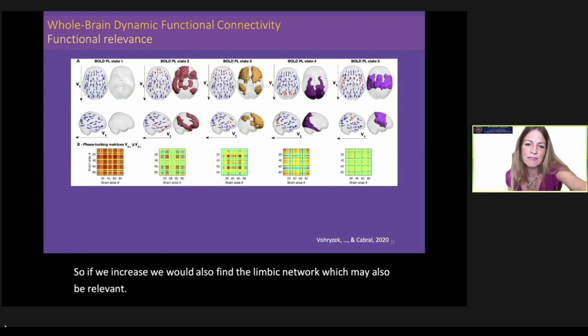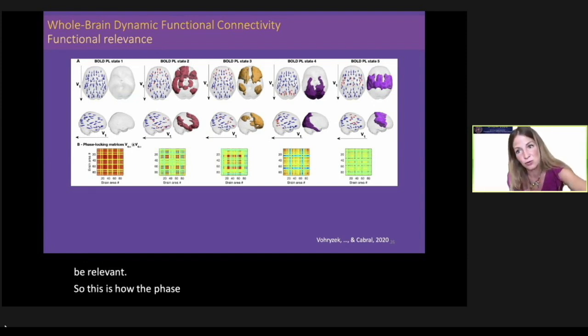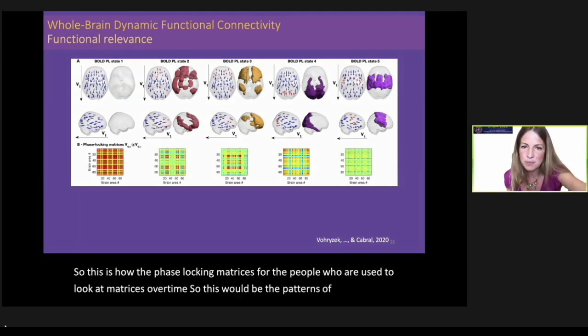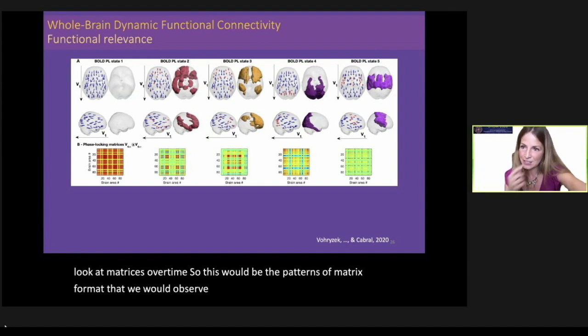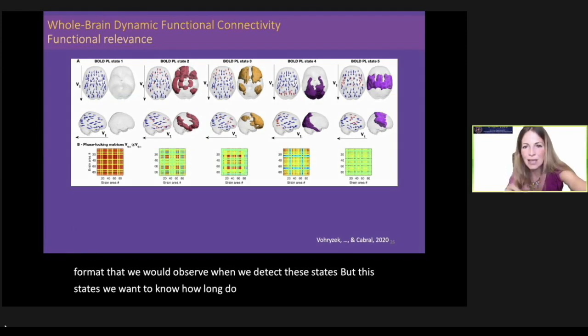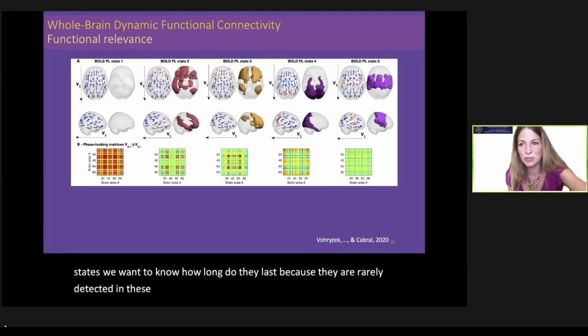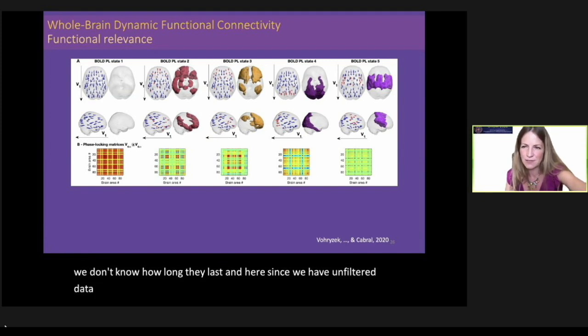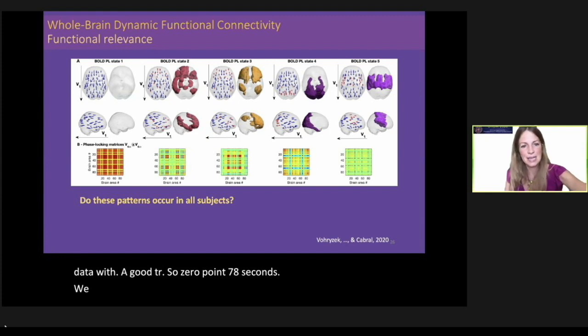So this is how the phase locking matrices look, for the people who are used to looking at matrices over time. So these would be the patterns in matrix format that we would observe when we detect these states. But these states, we want to know how long they last, because these networks are normally detected in BOLD signal, but we don't know how long they last. And here, since we have unfiltered data with a good TR, 0.78 seconds, we characterized their time.